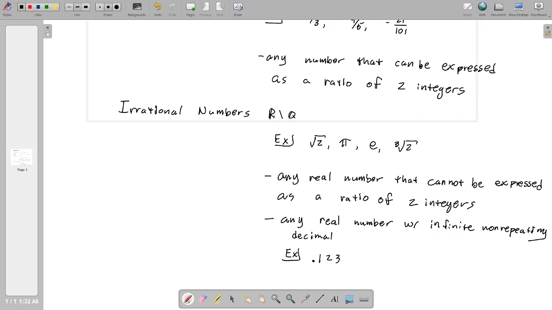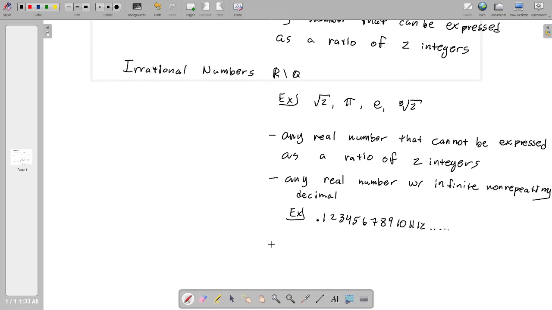0.123456789101112. So if this is your decimal, you just keep on writing all these numbers in order, all the natural numbers in order behind a decimal. You'll clearly have a non-repeating decimal that will go on forever. So this is an irrational number.